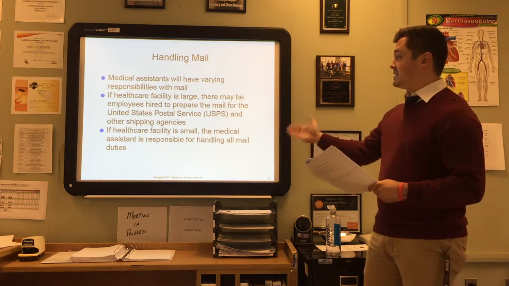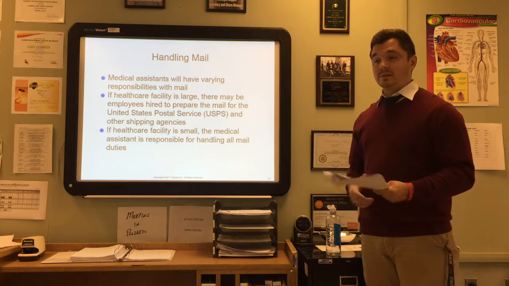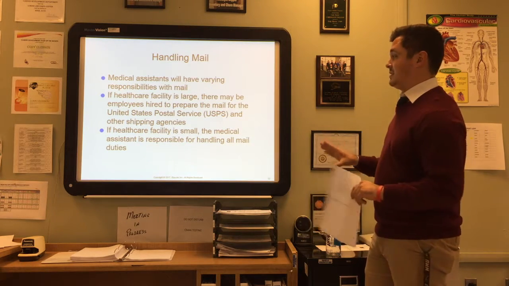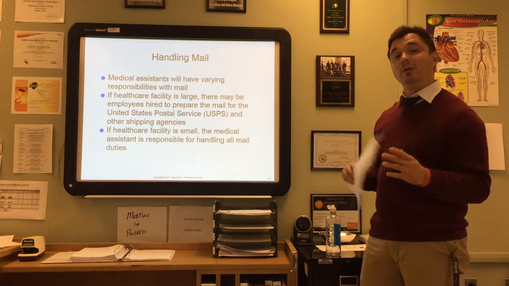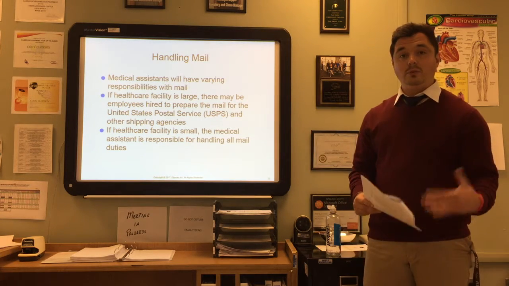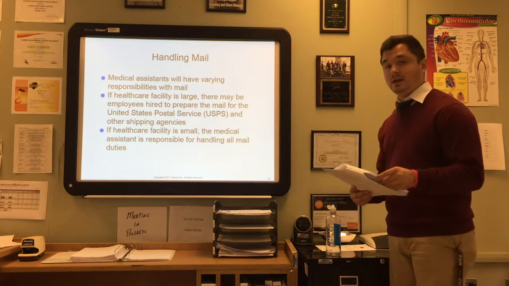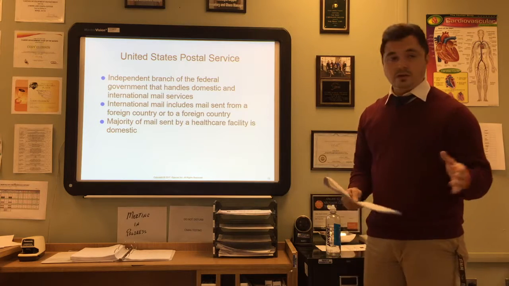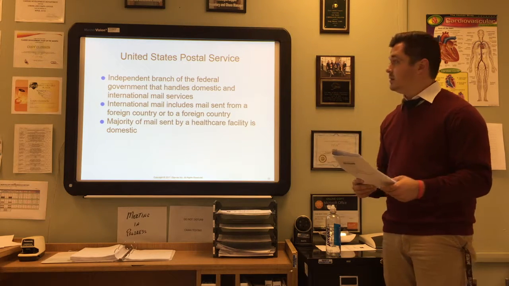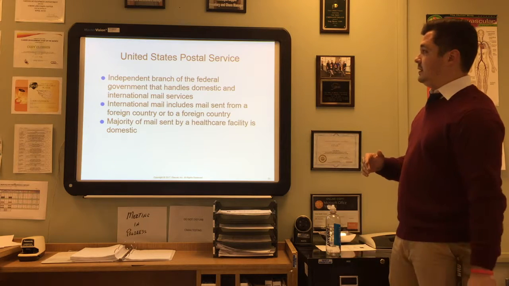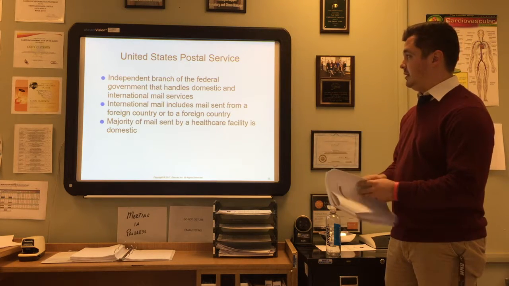If the healthcare facility is small, the medical assistant is responsible for handling all mail duties. So it's important to understand this because a lot of times you will work in a small independent practice. Knowing how to handle mail and the proper classes and special services that they offer is important to know as well. First off, we're going to talk about the United States Postal Service, or the USPS. Basically, it's an independent branch of the federal government.